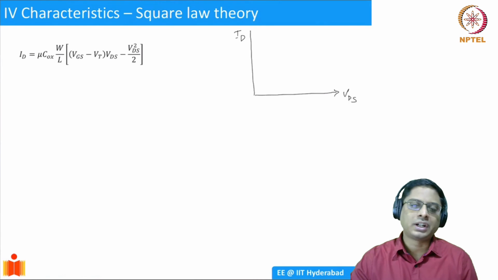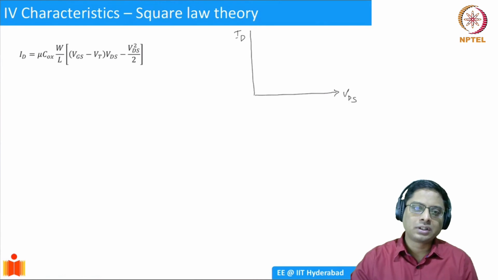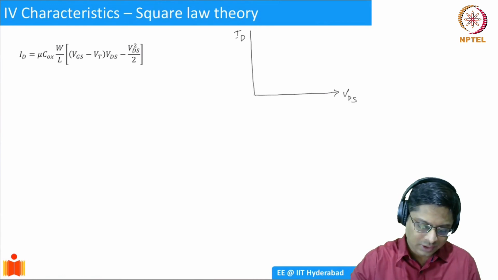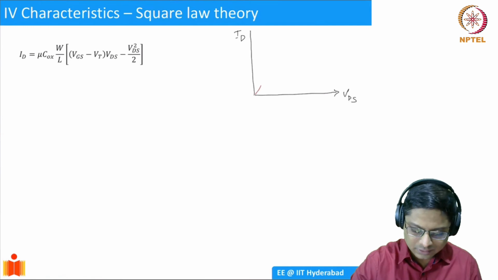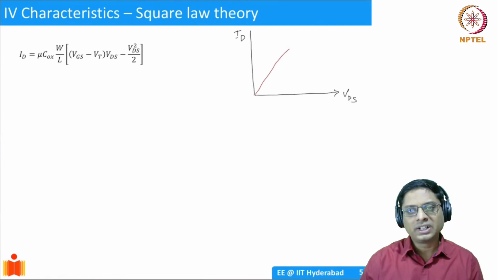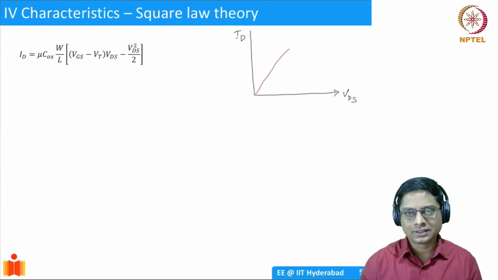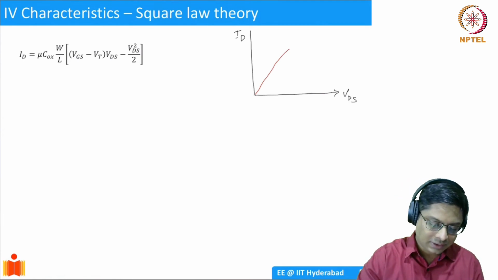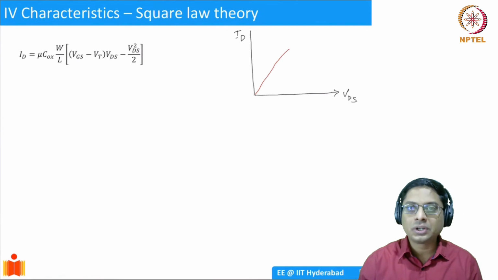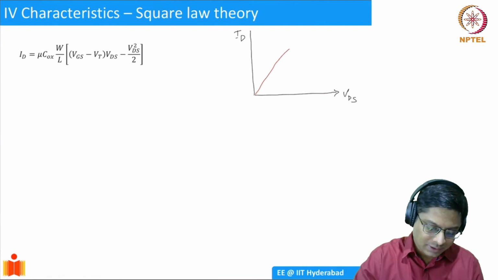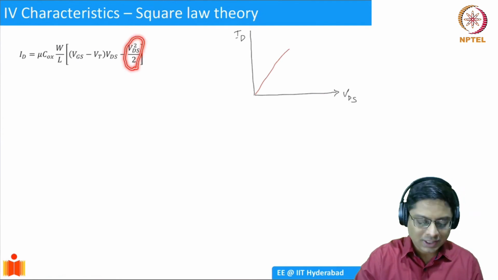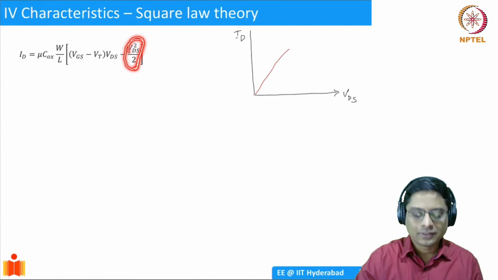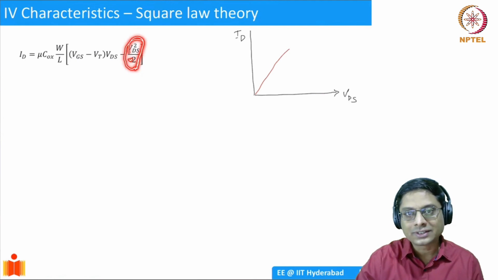What does it tell you? When VDS is small, the current increases. Okay, that's good. I mean, we like that. But as you go to VDS higher than VD sat, then the second term takes over, right? If you just purely look at the expression, this is VDS square. This starts becoming dominant, and as this becomes dominant, the current starts reducing.